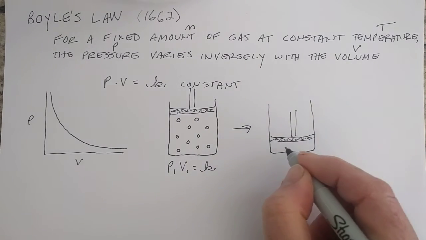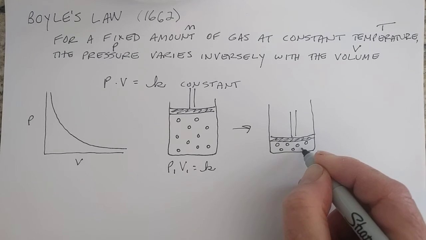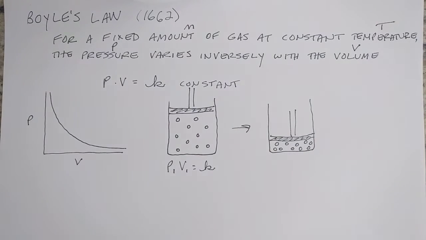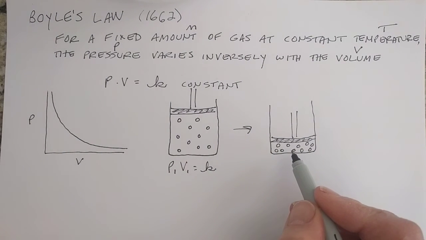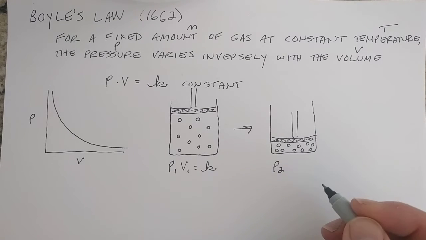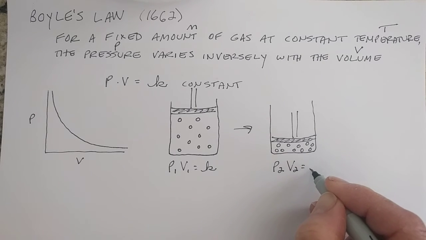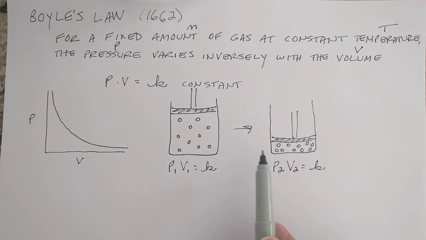So now we're squeezing our 10 particles into a smaller volume. 1, 2, 3, 4. There they are. So now we have a new pressure, we're just going to call that P2, and we have a new volume, V2, and that has to equal K. As long as the number of moles stays the same, which it does, we have the same number of particles, and the temperature stays the same, this K is a constant, and it has to equal this K, that is a constant.